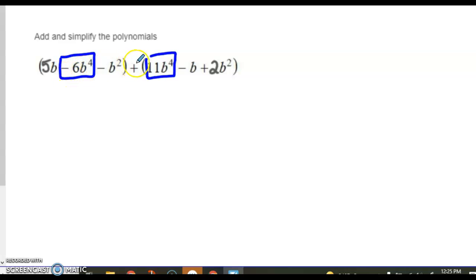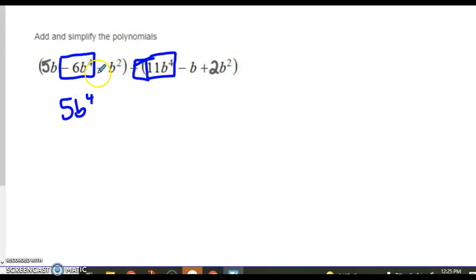So I have negative 6 and a positive 11. Oh, sorry, I should have kept that sign in front of it. Okay, anyways, so you could go ahead and do that in your calculator or your brain. -6 plus 11, so we're going to get positive 5b to the 4th.